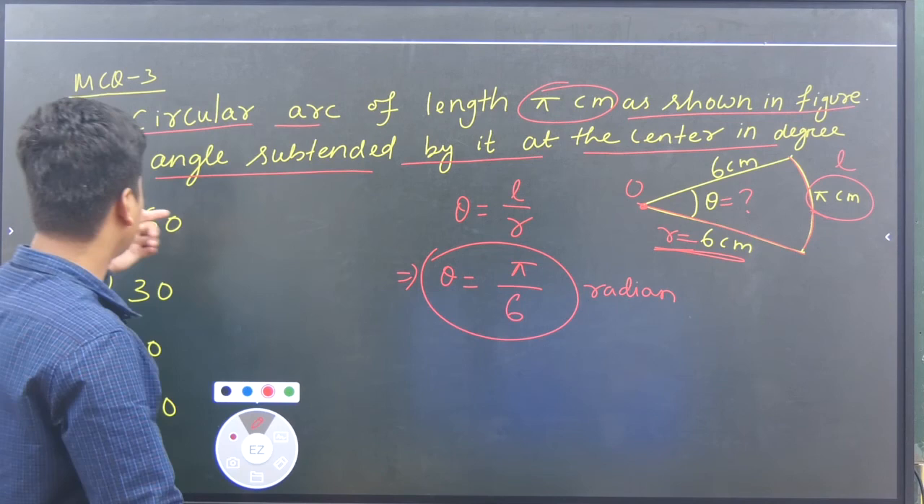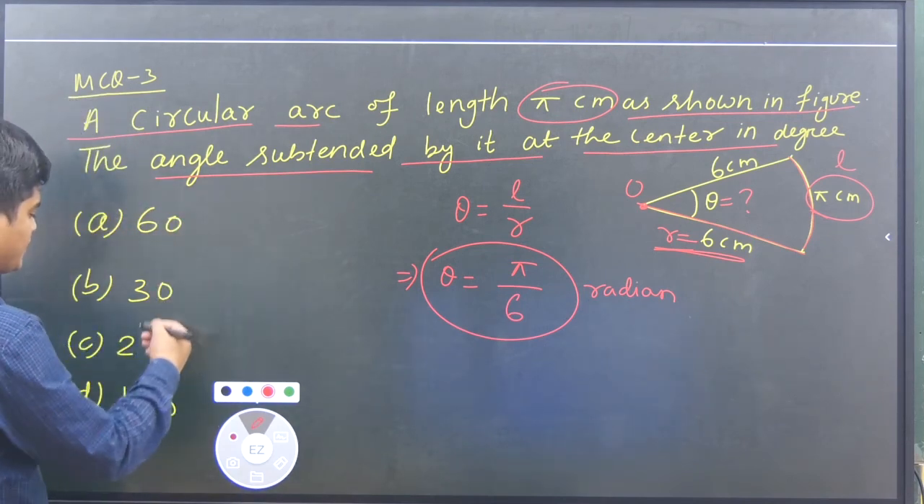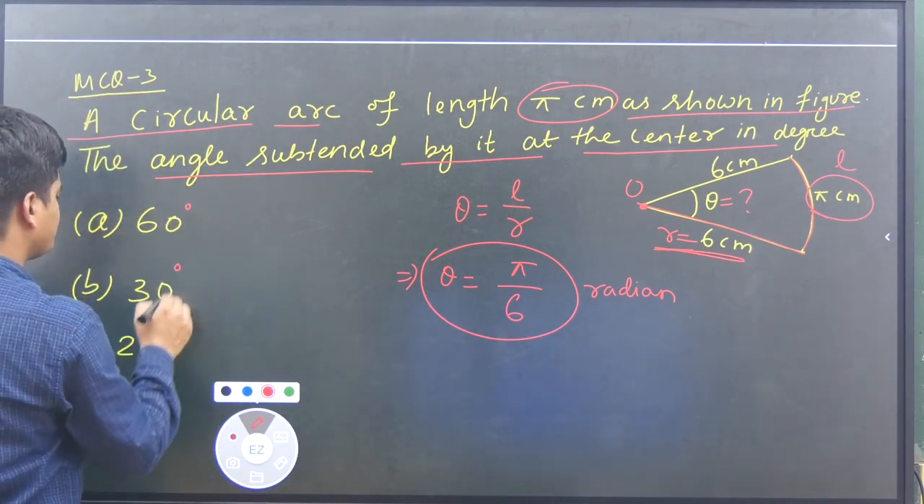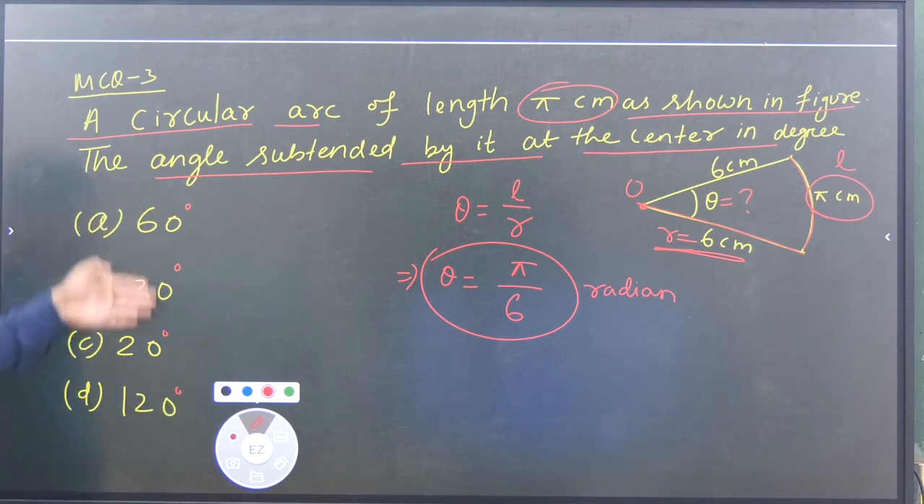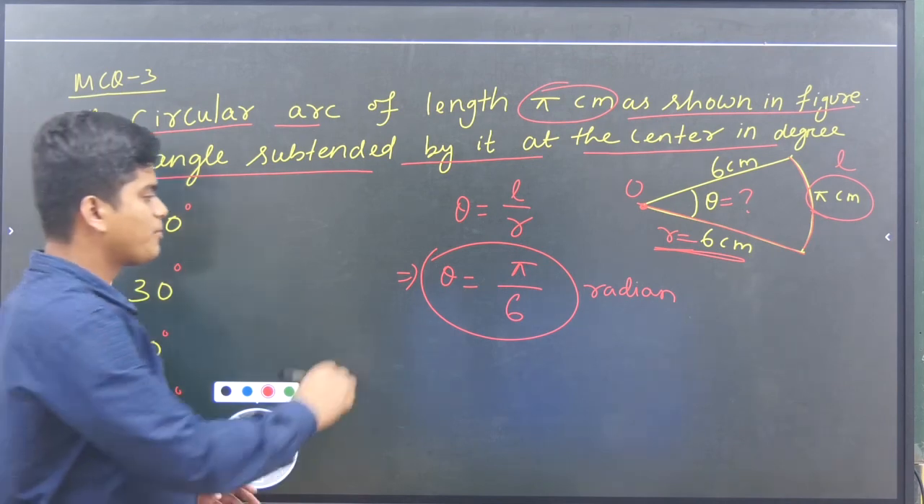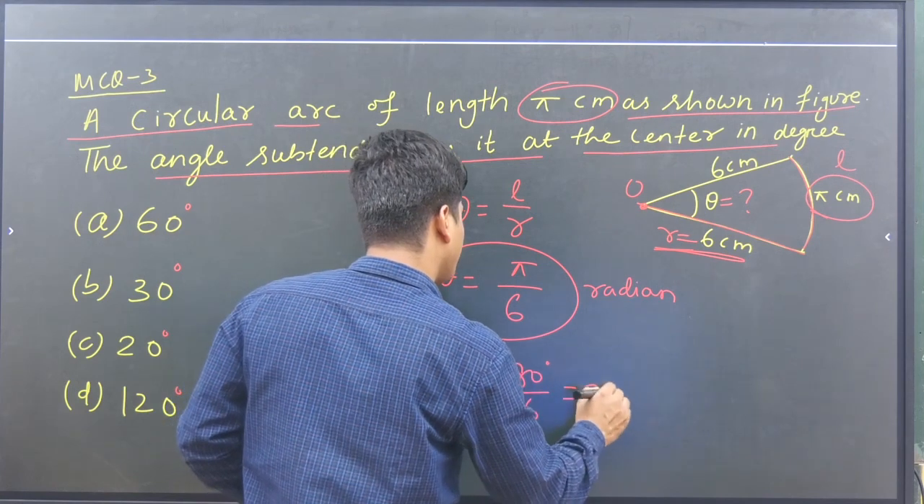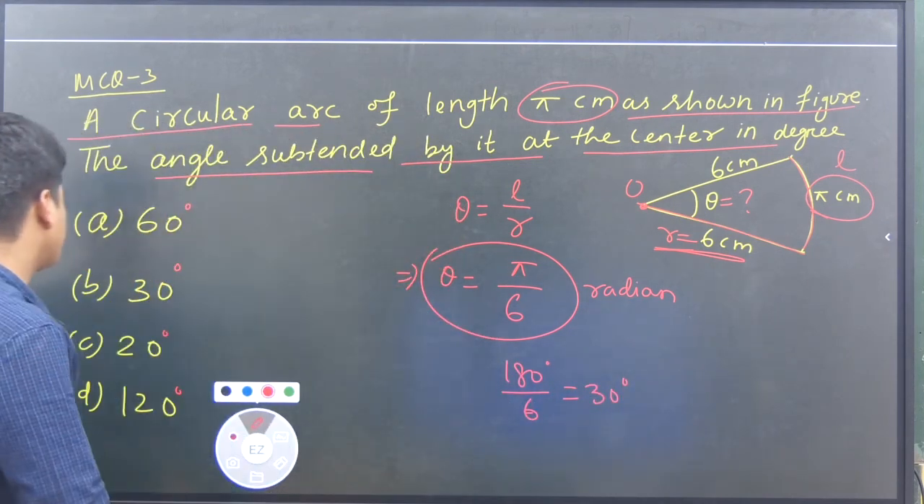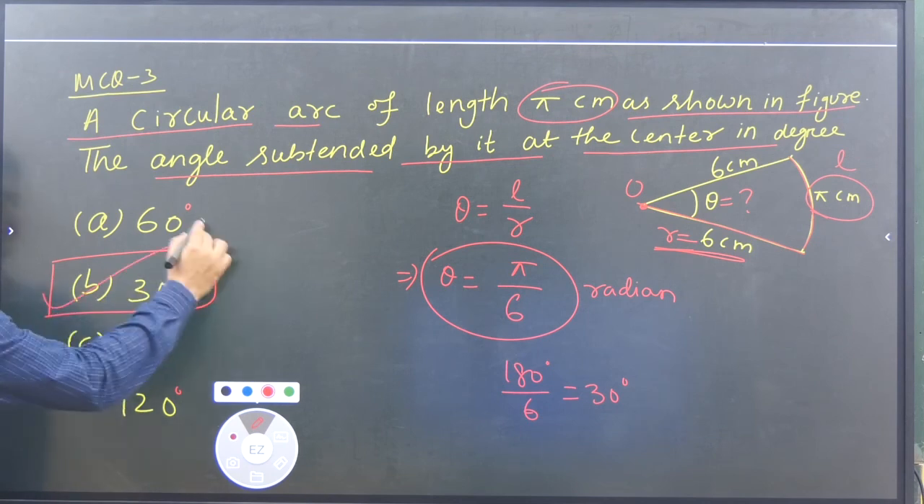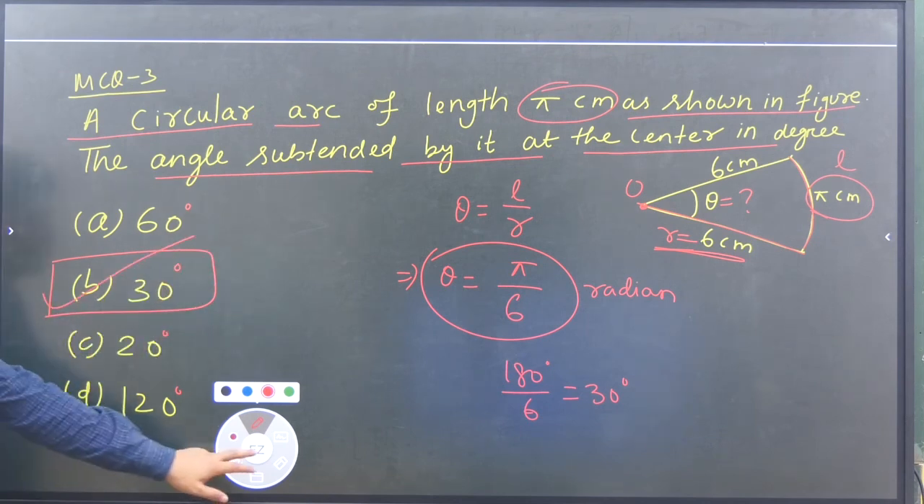You know pi is nothing but 180 degree, and here you see everything is given in options 60, 30, 20, 120. So that means everything is in degree. So you need to find answers in degree. So pi by 6 is nothing but pi is 180 degree by 6, if you calculate, that will be 30 degree. So answer will be option B, which is 30 degree. Now we will go to the next question.